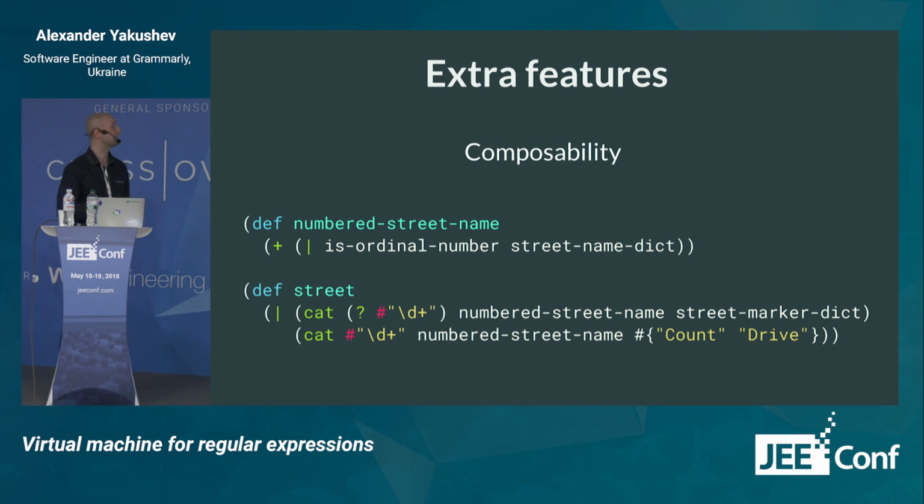So we can, let's say, define some regular expression, like call it numbered street name. It's one or more alternation of just number or street name. And once we define it, we give it a name. We can use it one or more times in defining other regular expressions.